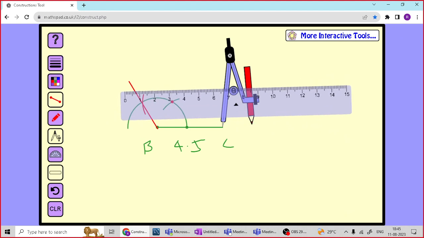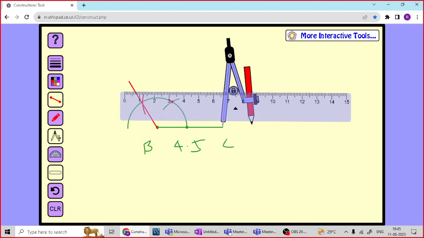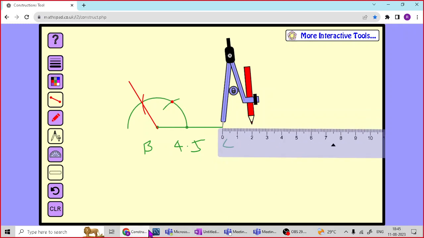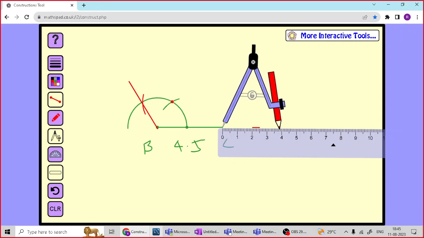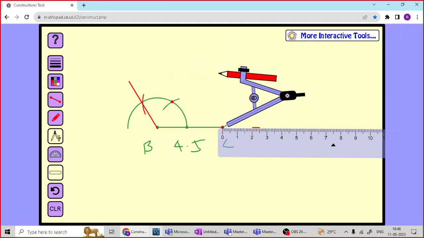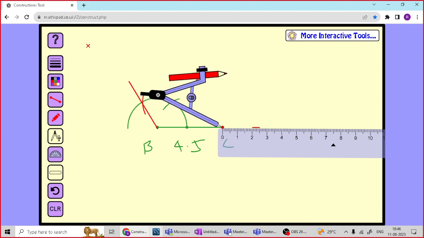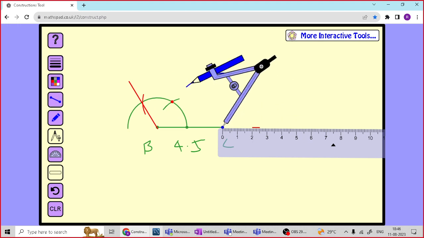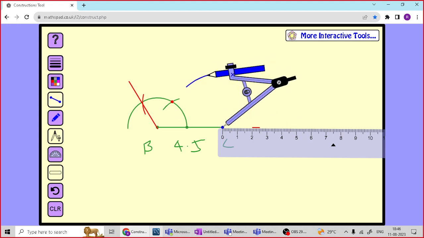Adya, unmute the call and answer. What's the length, sir, of CD? CD is also 3.6, sir. 3.6. So take 3.6 like this. Open 3.6. Keep it on C and cut an arc like this. Straight. Like this. Sir, yes, sir, I did that, sir.